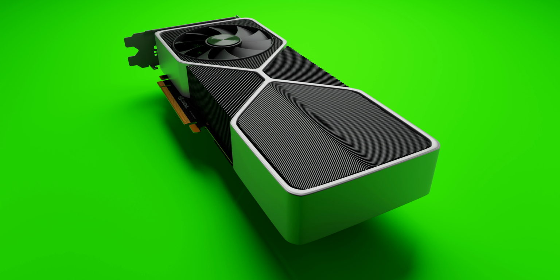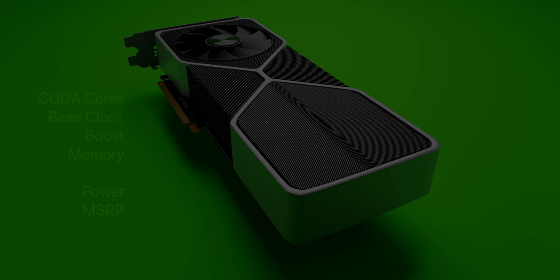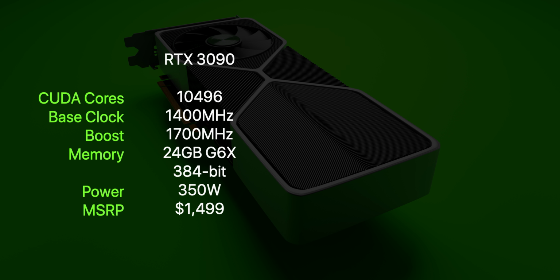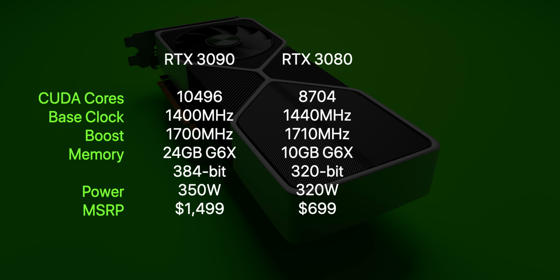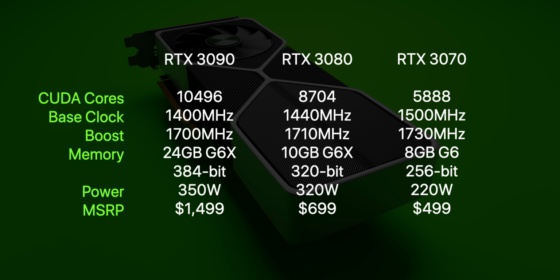Firstly, Ampere has an enormous jump in CUDA core count compared to Turing. Although it might not be an exact one-to-one comparison, this is the main benefit of moving to a smaller manufacturing process, being able to squeeze more transistors into a single processor. Both the RTX 3080 and 3090 will use GDDR6X memory, however the 3090 has a significantly higher bus width, which should result in a significantly higher bandwidth as well. The RTX 3070, on the other hand, will use 8 GB of GDDR6.